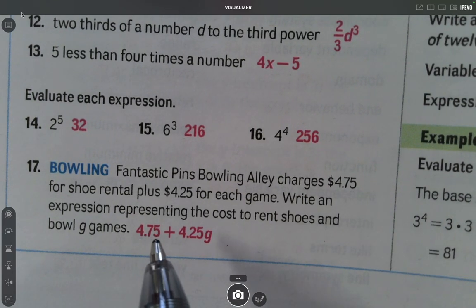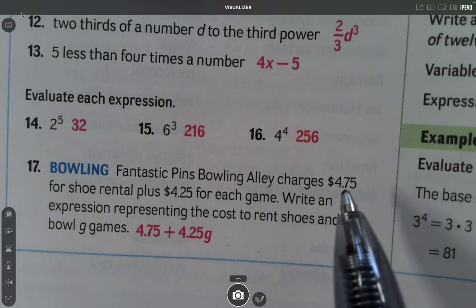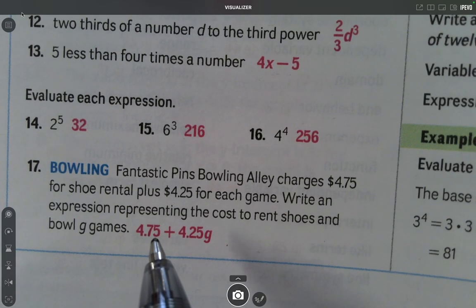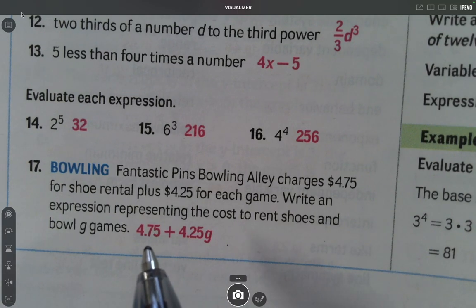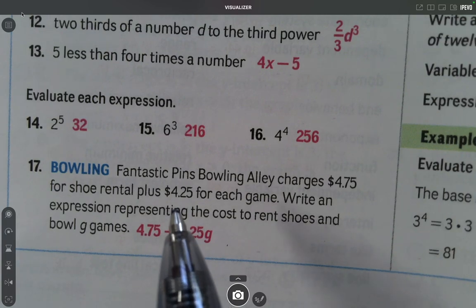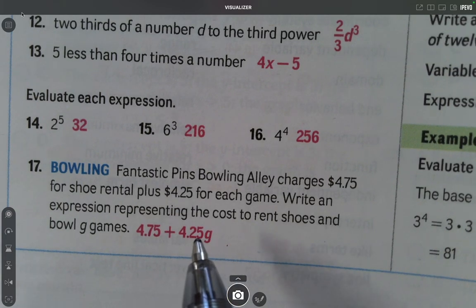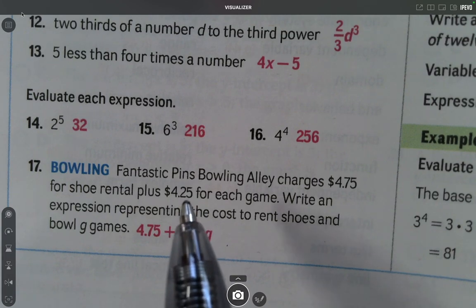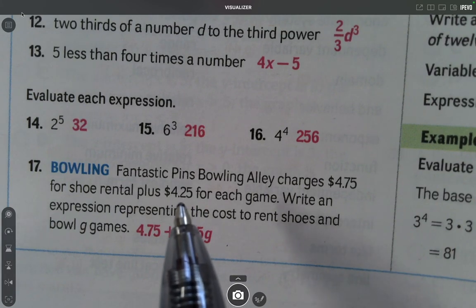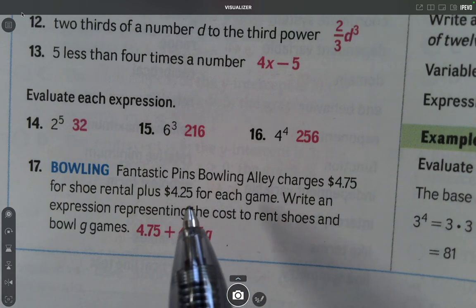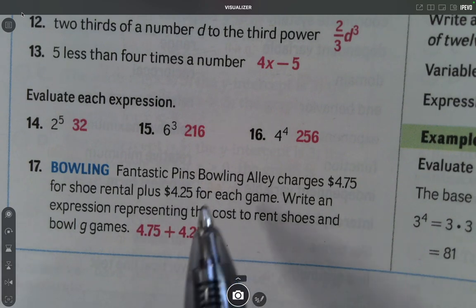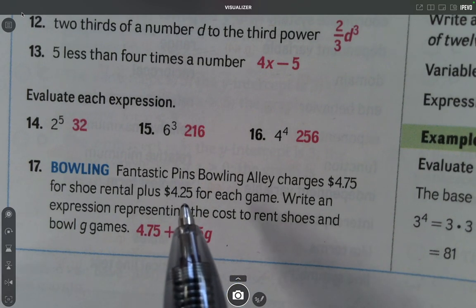That's why we don't put any variable with $4.75, because the charge for the shoes is just a one-time flat charge. Doesn't matter if you bowl 1 game or 11 games, you're only going to charge for shoes that one time. But then it's $4.25 for each game. So we're going to have to multiply the number of games we play by 4.25, because 1 game would just cost us $4.25, but 2 games would cost us double that, which would be $8.50. 3 games would cost us triple that, which would be $12.75.